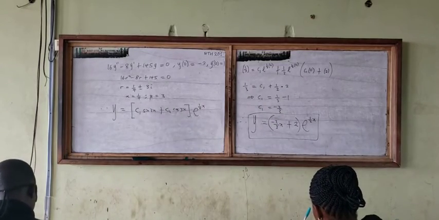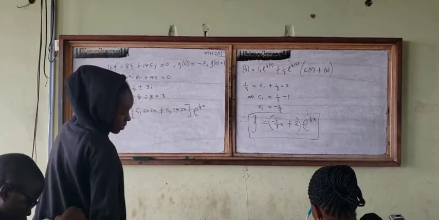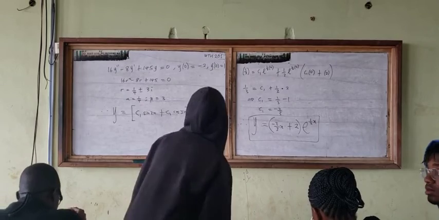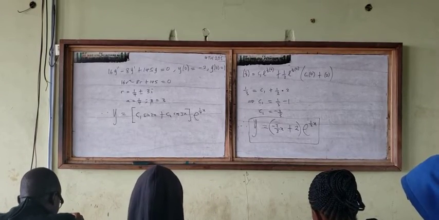1 over 4, minus 1 over 4. That's it. Calculator is the issue.